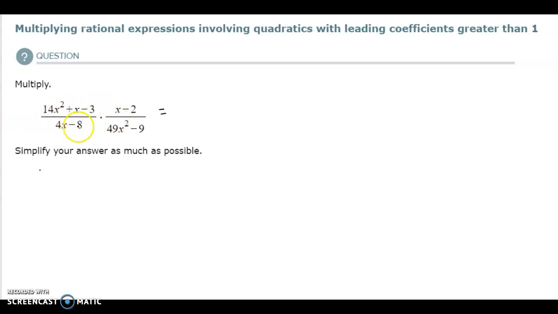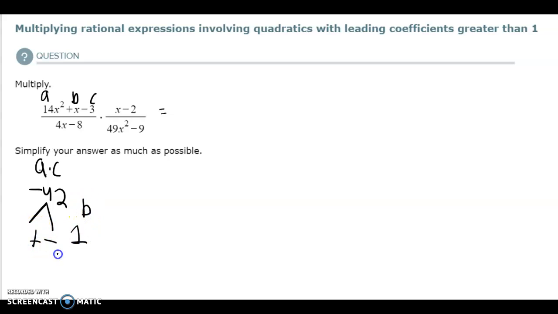Remember, we have to factor each of these. I'm going to help us factor this first one. So my A times C is negative 28. No, not negative 28. Negative 42. And then my B is 1.